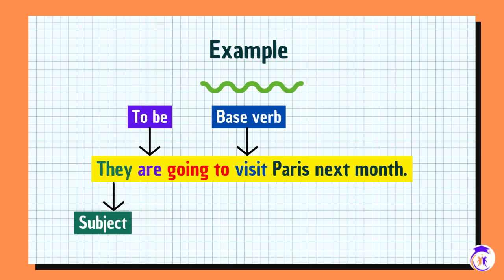They are going to visit Paris next month. Again, in this sentence, we start with the subject they, followed by the correct form of to be, are. Then we place the phrase going to indicate the future, and then the base form of the verb visit. This sentence indicates that they have made plans to visit Paris.